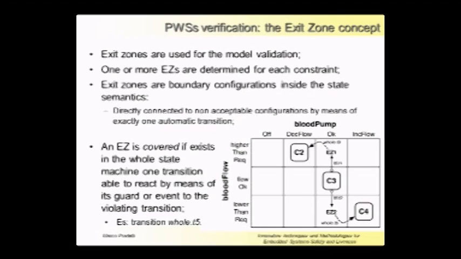So, by means of the exit zone coverage and the transition validation, we should be able to ensure that the system will always be able to react to every event coming from the real world, and that no deadlocks are present because each transition is feasible and unfeasible transitions are shown to the user during the modeling phase.